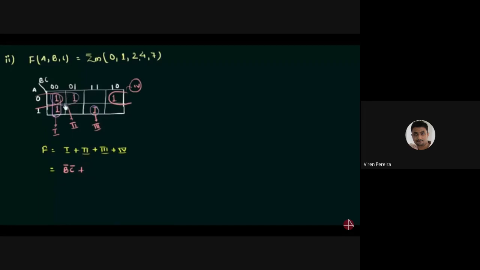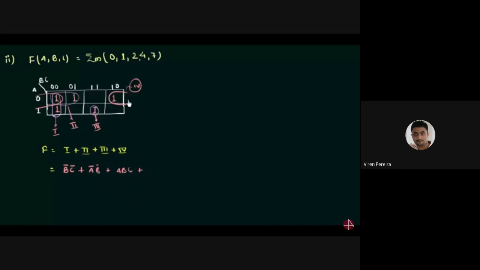Now we will see for 2. This is the second pair of the ones. In this, A is not changing, A is 0 throughout. So I will write it as A complement. And B is also not changing, B is 0 and 0. So B complement, but C is changing from 0 to 1. So I will neglect C. For the third, I can directly write it as A, B, C, because for this cell, A is 1 and B, C are 1, 1 also.